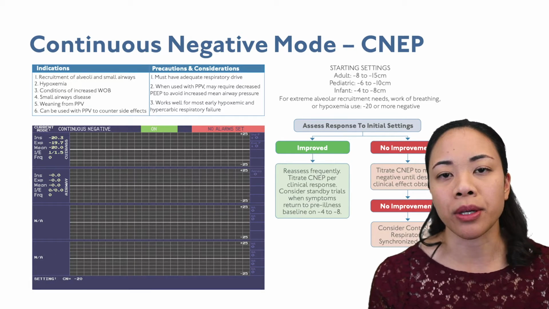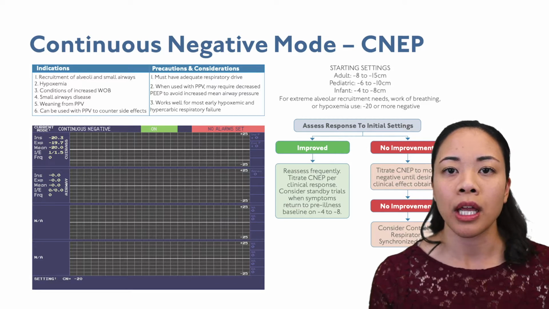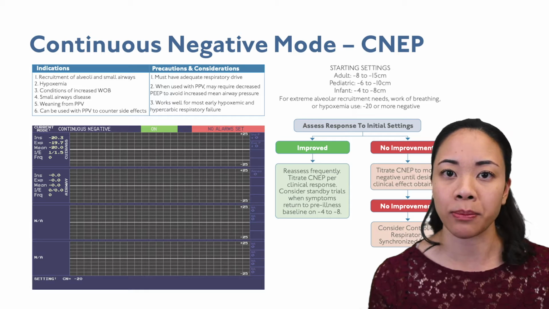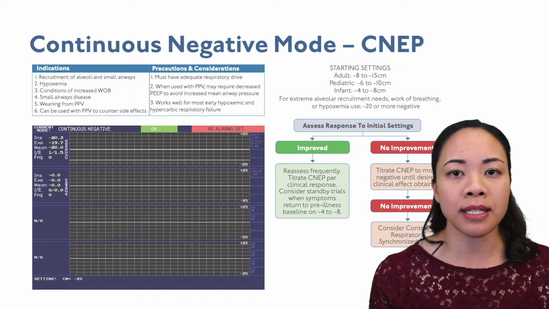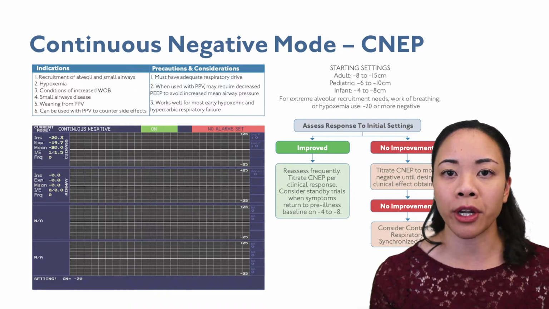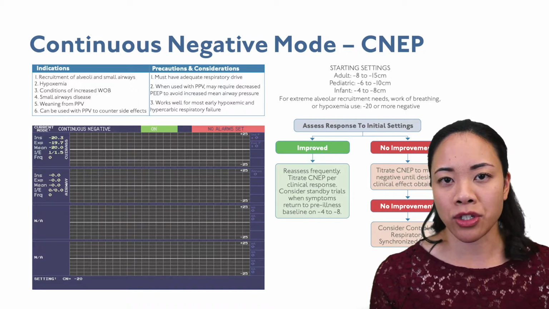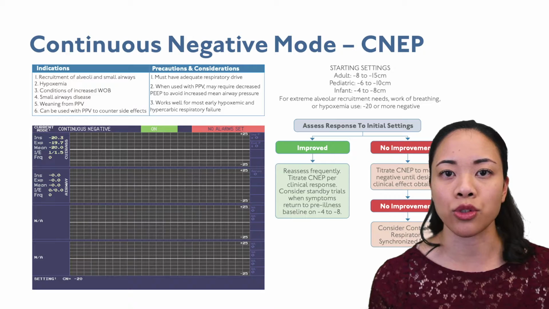Now in the algorithm, if we see improvement in the patient, we can now titrate the pressures to lower numerical values per clinical response and hopefully wean them off BCV completely. However, if there is no improvement, despite incrementally titrating the pressures to higher numerical values or more negative pressures, and especially if the patient is starting to clinically decline, we will most likely need to advance to control mode.